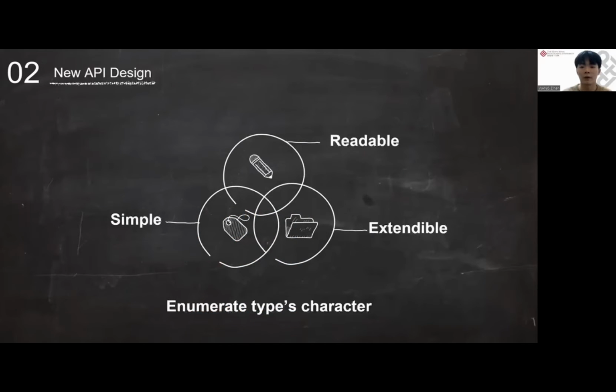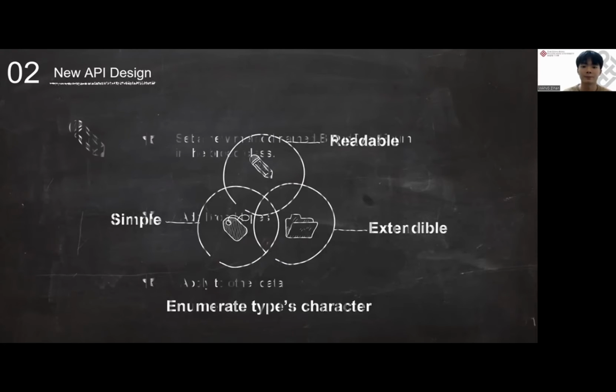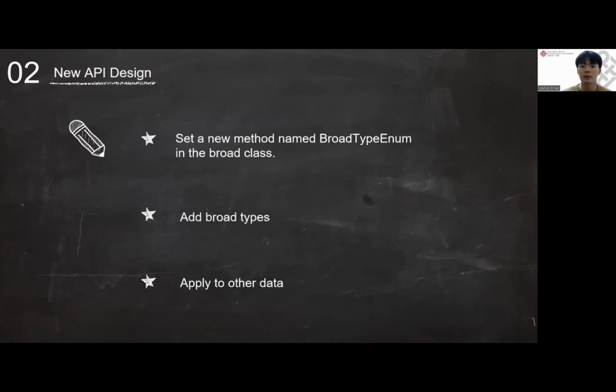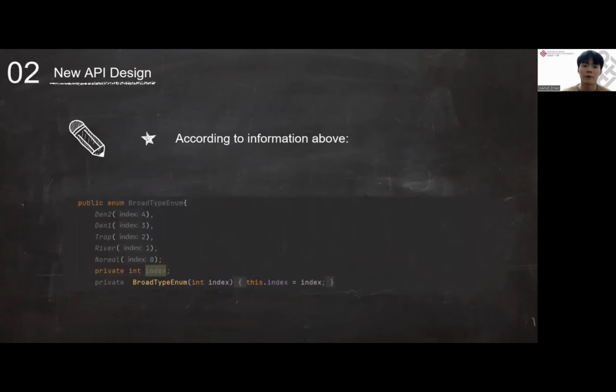The advantages of it are that it is simple, readable, and extendable. In the actual development scenario, the requirements are constantly changing and iterating, and good use of enumerated type is good for dealing with diversified needs. So we set a new method, first in the board class, adding board types and applying them to other data. According to the information above, we have a result of it.